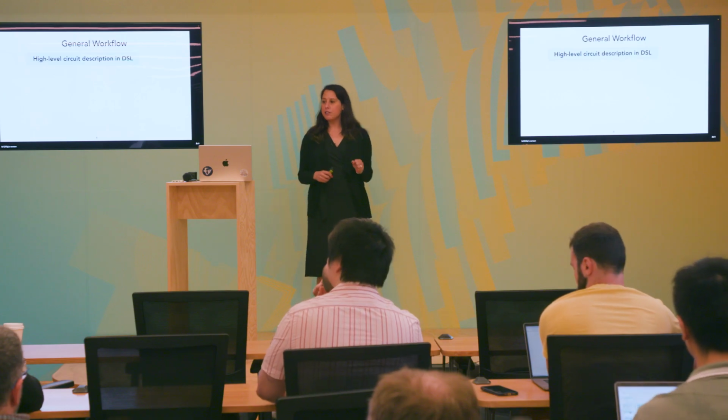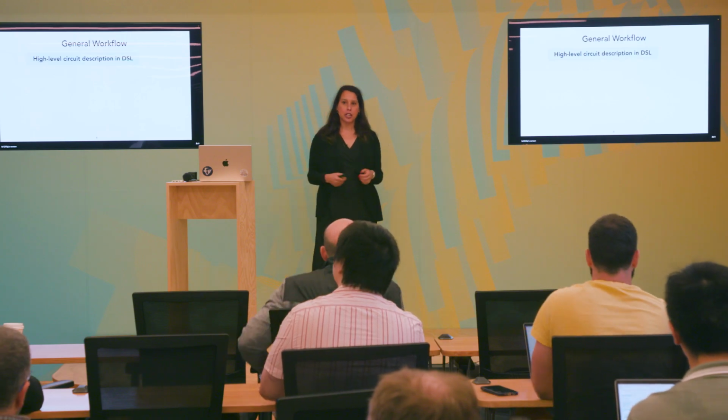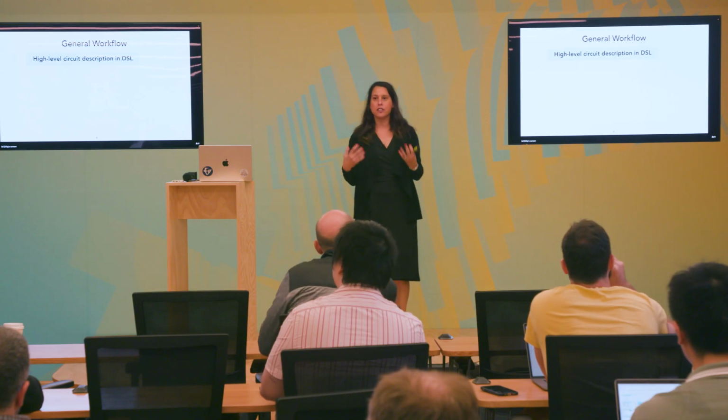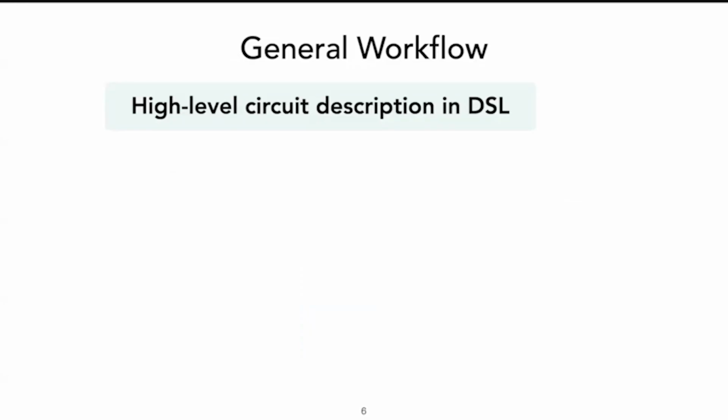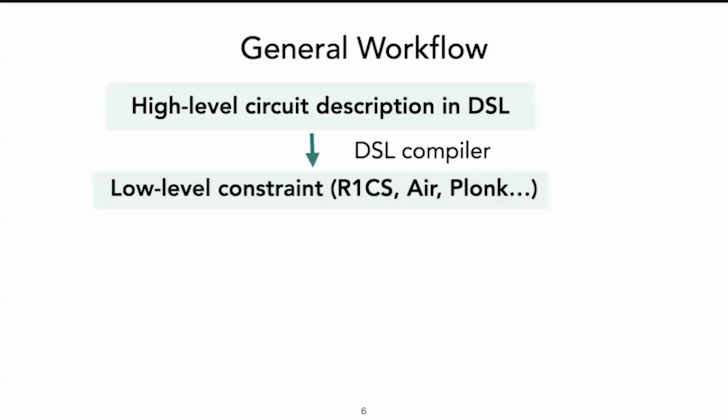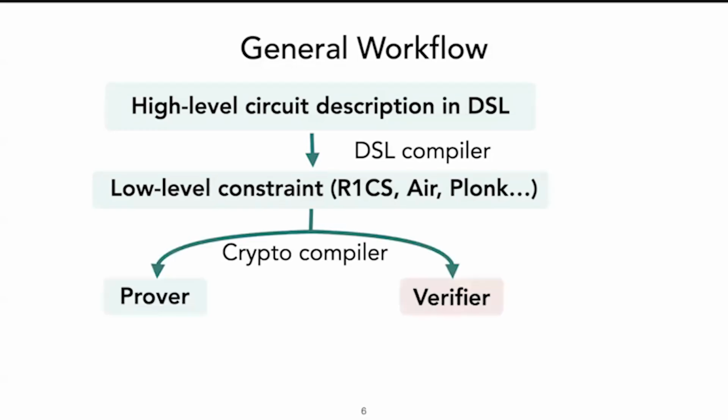So now from the developer's perspective, here is how the general workflow occurs if you are trying to incorporate zero-knowledge proofs into your application. First you pick your favorite domain-specific language and you implement the ZK circuit in your DSL of choice. And then the DSL compiler will do a lot of the heavy lifting. It takes this high-level circuit description and compiles it down to some low-level constraint representation, for example, R1CS or Plonk and so on.